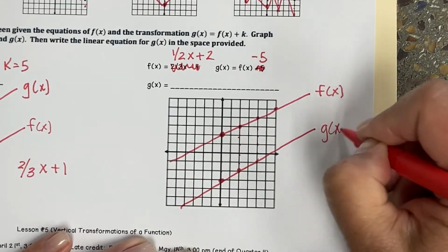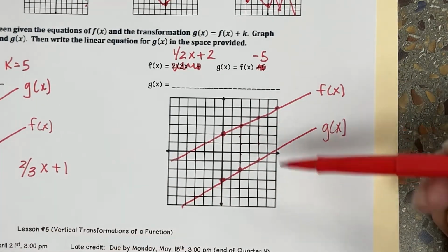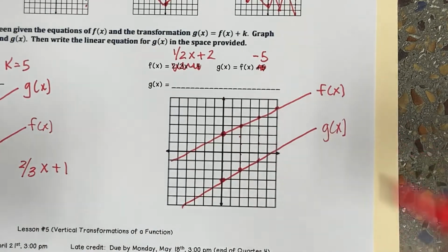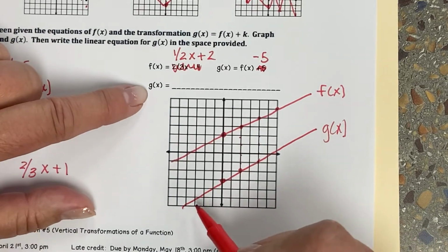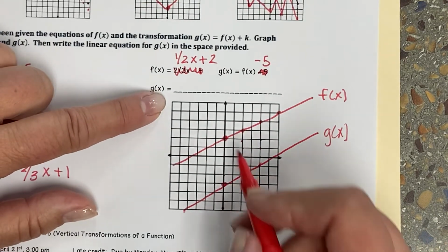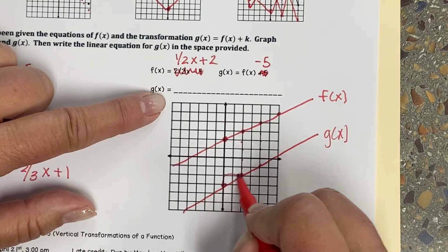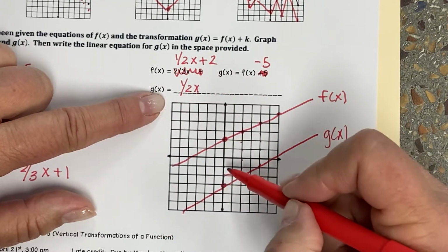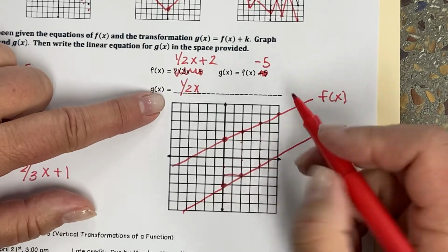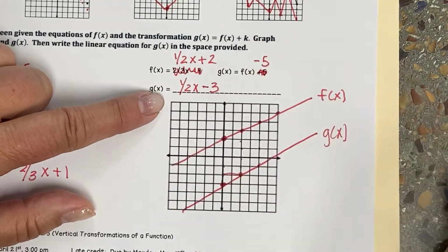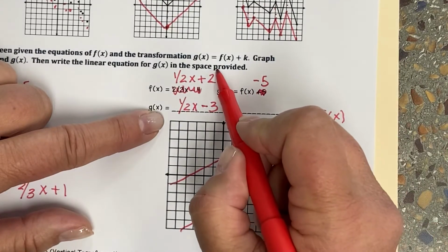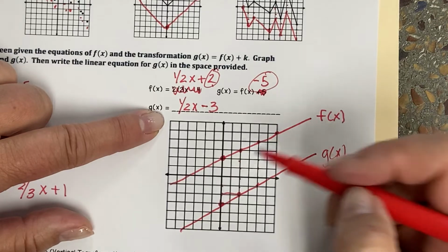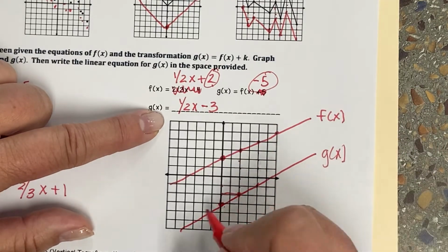We're calling it g of x. Remember, it's going to have the exact same slope. They're going to be parallel to each other because we didn't change the slope. We just slid it down. So our g of x is going to look like this. It's up 1/2, same slope, 1/2 x. And the y-intercept is -3. I could have figured that out because we started at a 2 and went down 5, so you end up at -3.